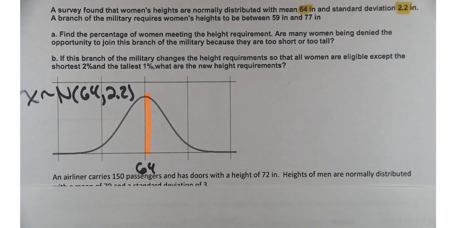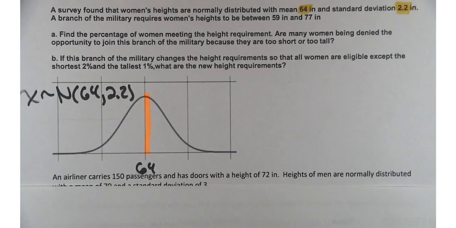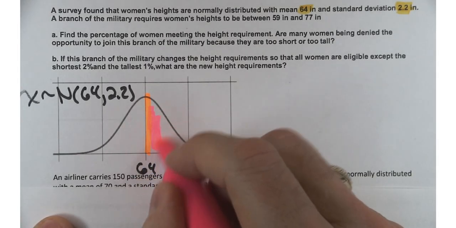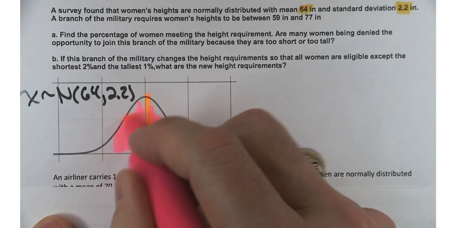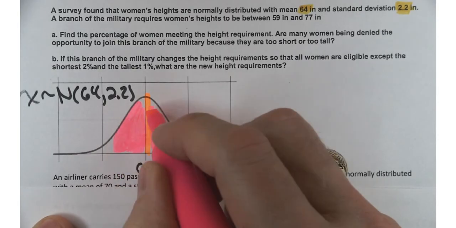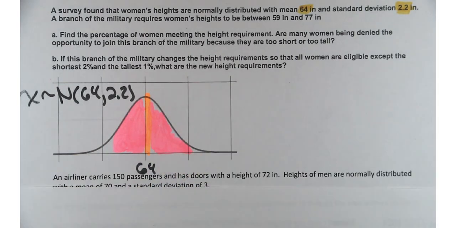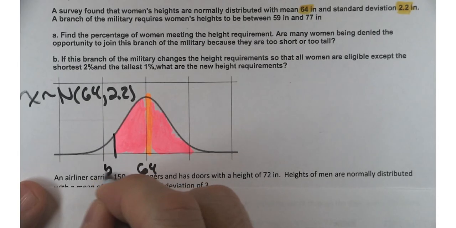Now we're trying to find the percentage of the area that's between 59 and 77. So that's going to look something like this. Trying to find the area here to here. That's good enough. 59, 77.